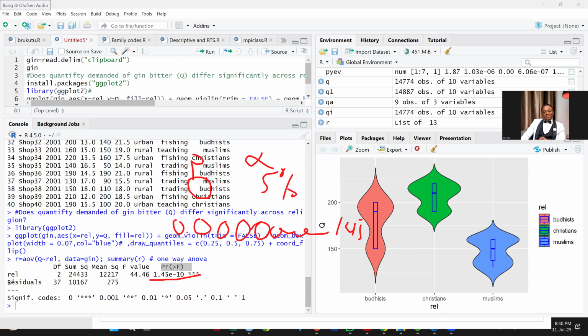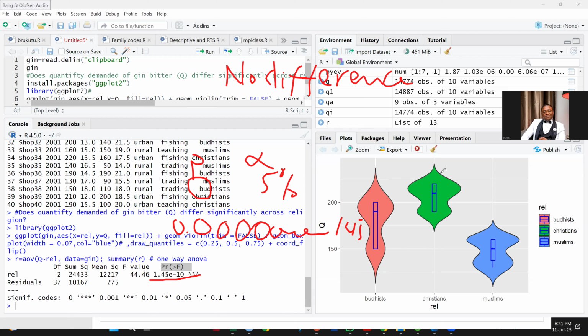So here, the null will always be that there is no difference. Don't forget that. Write it down. You see, the most important thing is writing everything down. The null will always be that there is no difference. There is no difference in the quantity demanded of gene bitters across the religions. That's what the null will say.